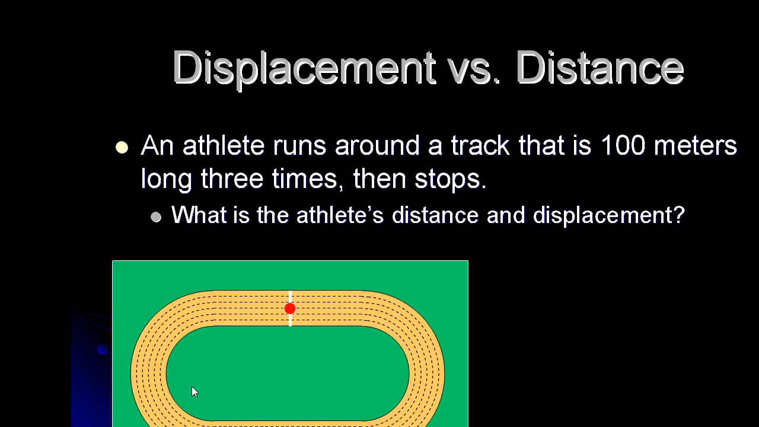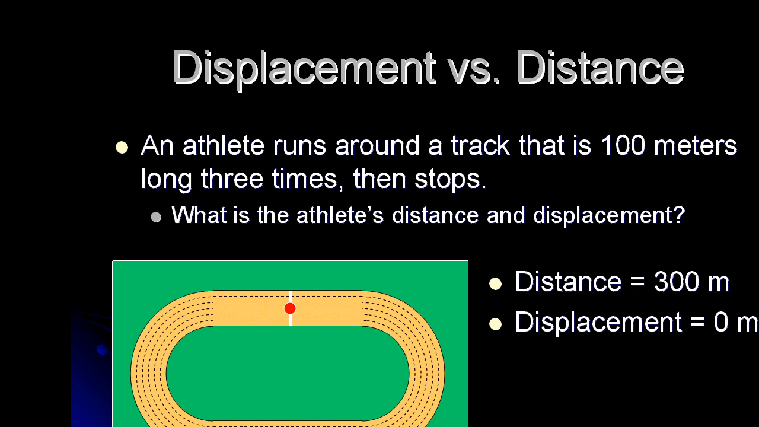He started here. He ended here. So we take a number, we subtract it from itself. We get what number? 0. Our displacement was 0 meters. His final position and initial position were the same thing. One minus the other is 0.